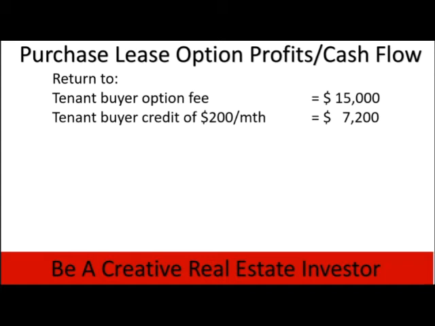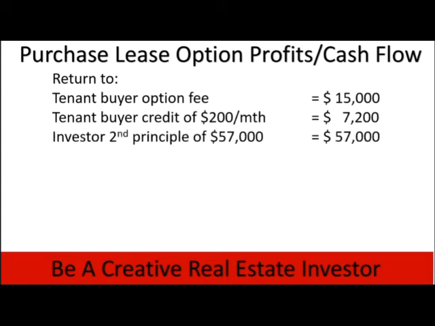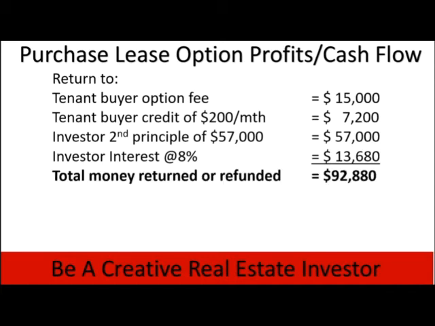However, you need to return to the tenant buyer their option fee, that credit, plus you agreed to credit them $200 per month, which is $7,200. You have to pay your investor back their $57,000, which was their second mortgage, plus the interest that you were paying them as well. So you have to return $92,880. Therefore, your total profit in this transaction is just over $71,000.